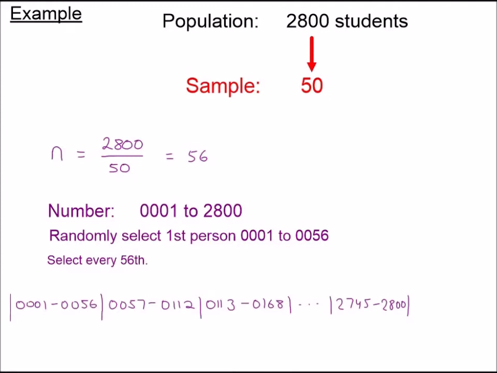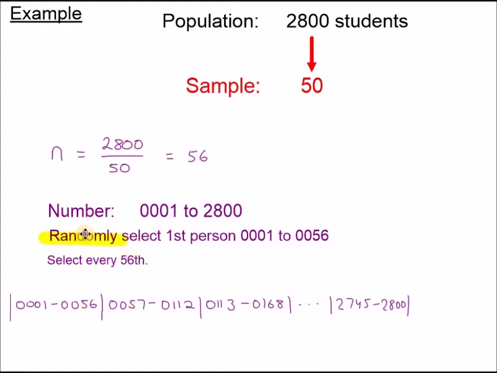So here's the first block of 56 numbers. I'm going to select one person from there. Here's my second block of 56 numbers. I'm going to select one person from that block, and so on until I reach the final block there, and I'm going to select one person from this block. That gives everyone a 1 chance in 56 of being selected.